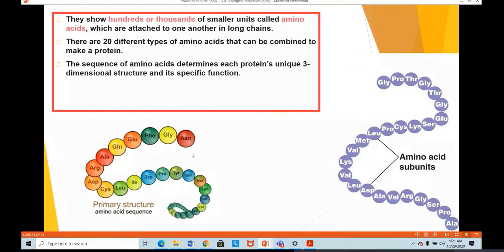All right, and the sequence of the amino acids determines each protein's unique three-dimensional structure and its specific function. Depending upon the arrangement of the amino acids, the structure and the function of that particular protein molecule is decided. Each and every protein molecule has a different structure, and depending upon the structure, that is the combination of the amino acids, the function of the protein also differs.